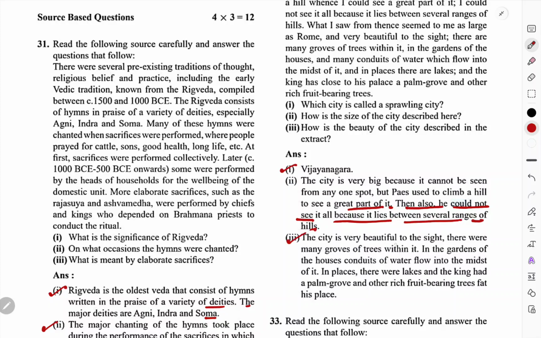The city is very beautiful to the sight, and there were many groves of trees within it, and gardens of the houses, and conduits of water flowing into the midst of it. There were lakes, and the king's palm grove and other rich fruit-bearing trees fed this place.